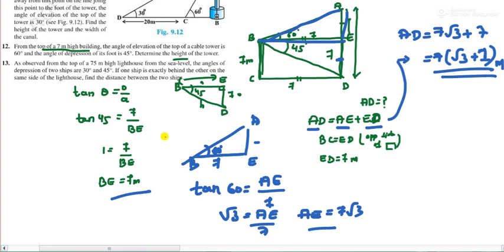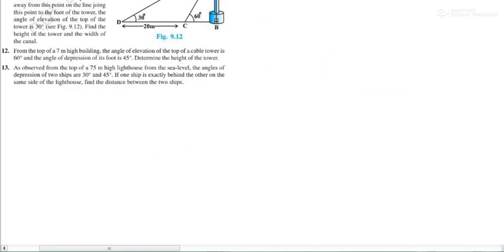Now moving to question number 13. What have they given? As observed from the top of a 75-meter high lighthouse from the sea level, the angles of depression of two ships are 30 and 45 degree. Okay, if one ship is exactly behind the other on the same side of lighthouse, find the distance between the two ships.